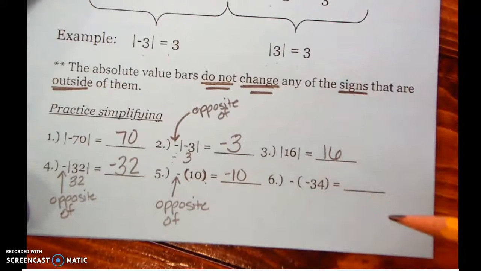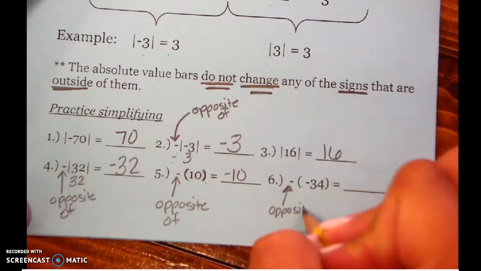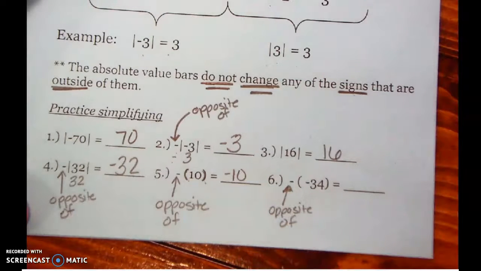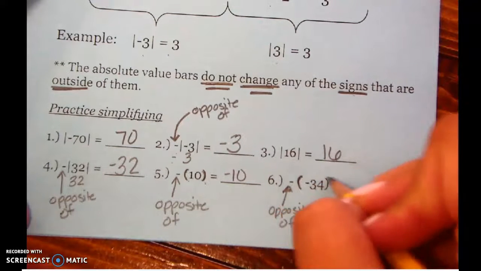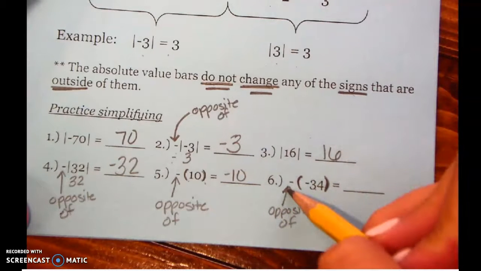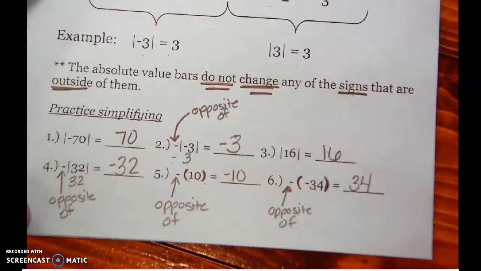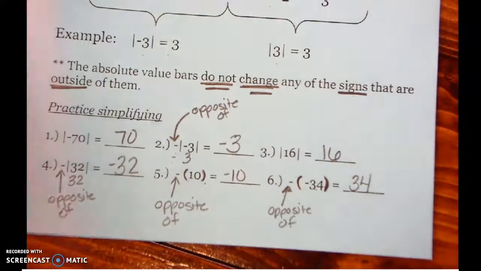Number 6, we have opposite of again. The opposite of -34. And I did not say absolute value because we have curved lines, which mean they're parentheses. So what is the opposite of -34? That would be 34. And that is how you do comparing and ordering integers and absolute value.